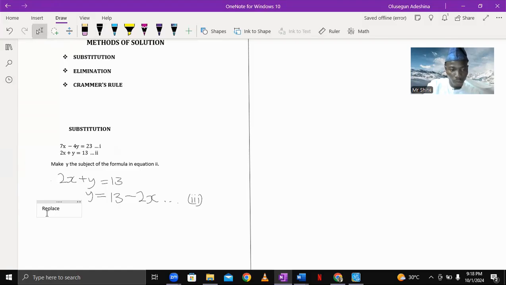Replace y in equation 1 with the new y expression.